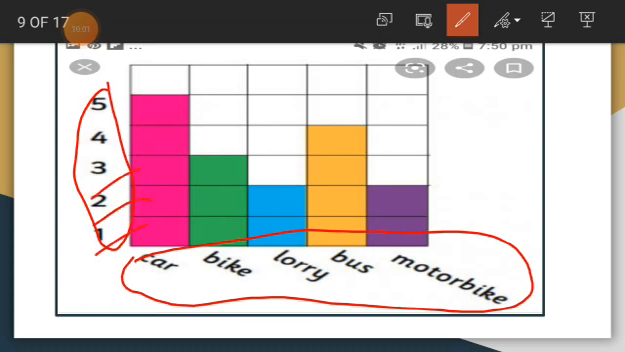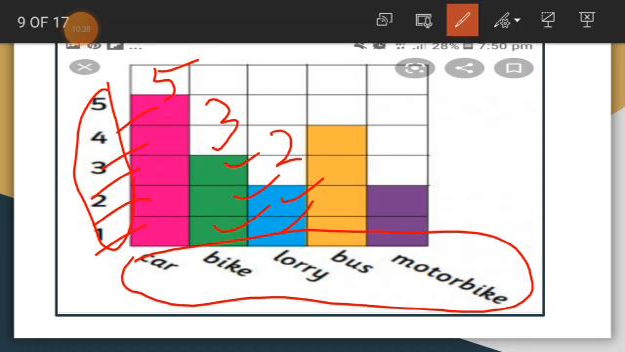Now how many people use car? 1, 2, 3, 4, 5. How many people use car? 5 people. Very good. Now count how many people use bike. 1, 2, 3. How many people use bike? 3 people. Now let's count the blue one. How many people use lorry? 1, 2. 2 people use lorry.